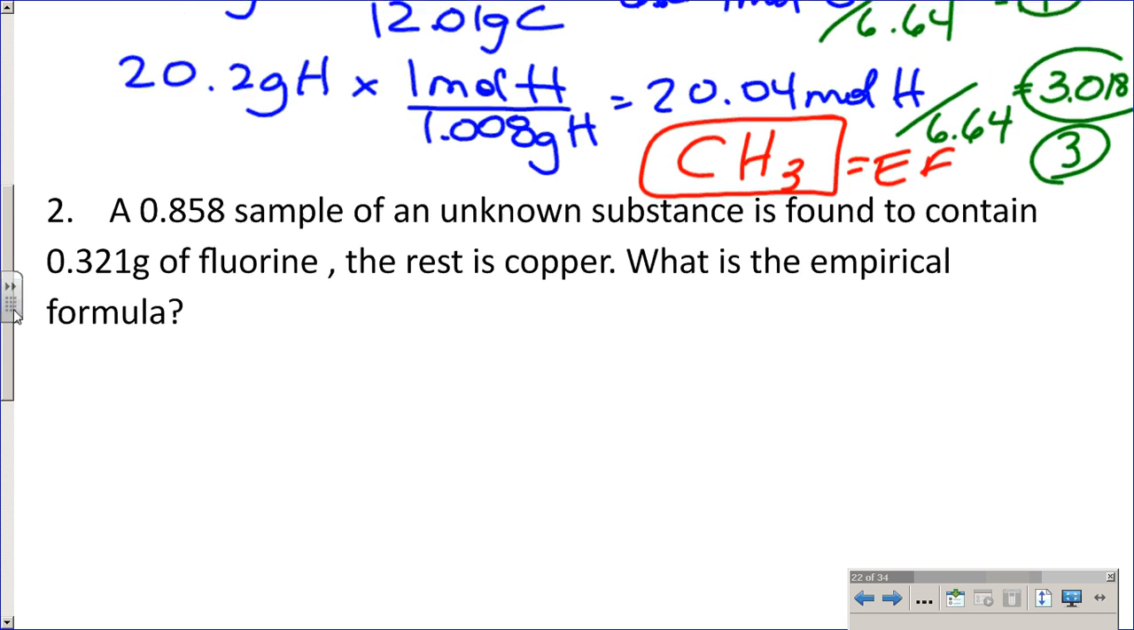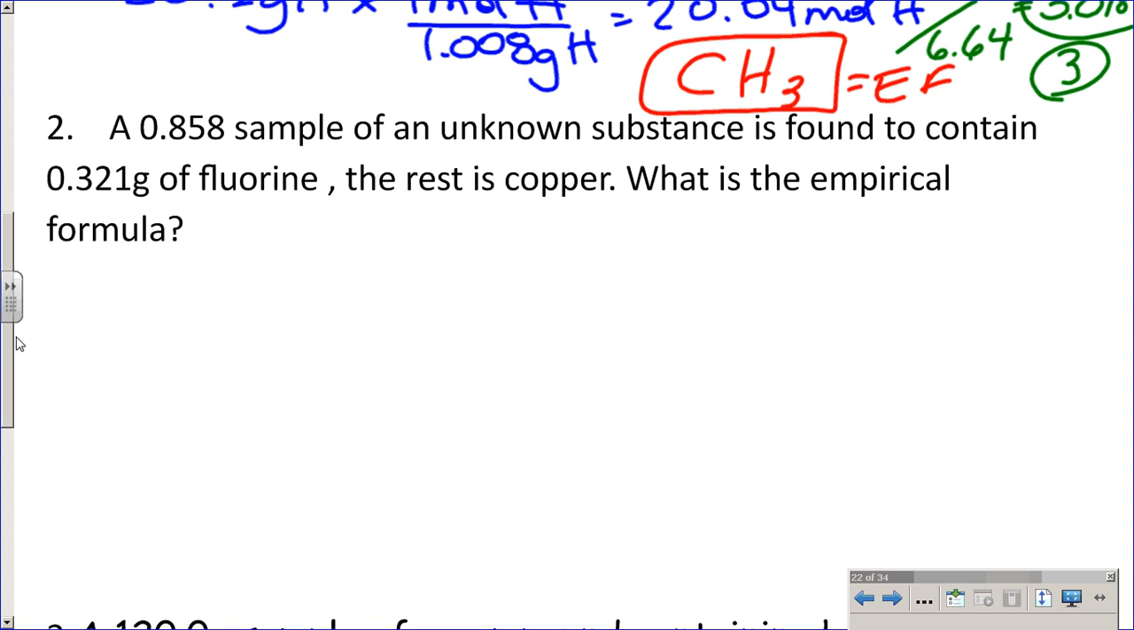All right, so this one, 0.858 grams of a sample of an unknown substance is found to contain 0.321 grams of fluorine. The rest is copper. What is the empirical formula? Now, we're not giving percents here. We're straight up giving grams. So we are assuming a 100-gram sample? No, we got grams. Who wants to work harder? We are literally giving grams to start with. Let's go to moles straight from there.